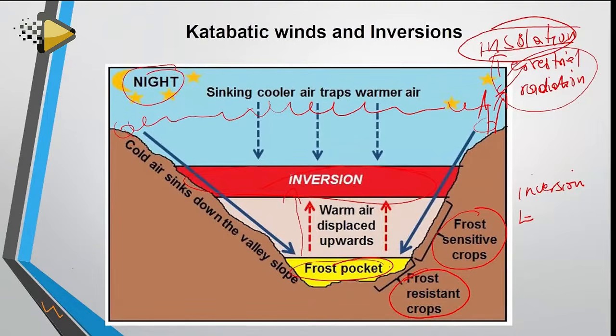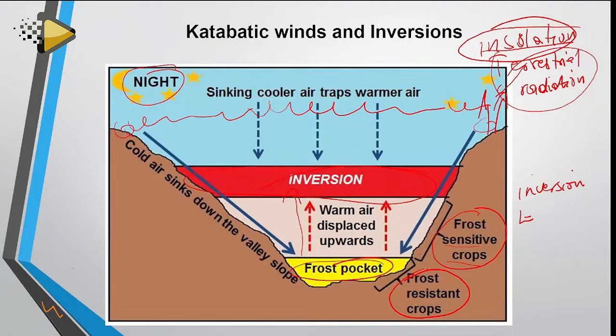Now, the development of frost pockets is going to influence the utilization of the valley. We cannot grow crops that are sensitive to frost at the bottom of the valley because they will be destroyed. So only crops that are resistant to frost can be grown there at the bottom of the valley. So that is the impact of katabatic winds.